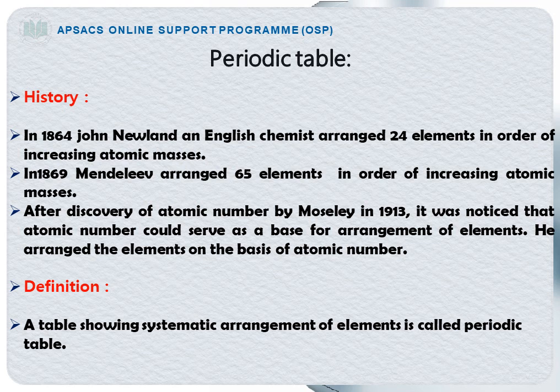Definition. A periodic table is a systematic arrangement of elements. A table showing systematic arrangement of elements is called a periodic table. So in the periodic table, the elements are arranged in increasing atomic number in a systematic way.